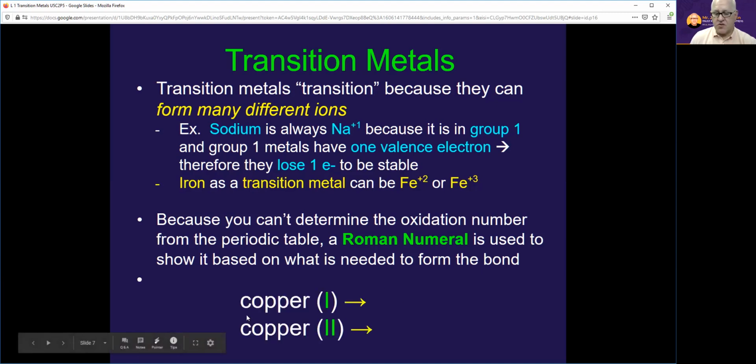It'll be shown such as this: copper, parentheses, Roman numeral 1, or copper, parentheses, Roman numeral 2, meaning copper 1 is giving up 1 electron, or copper 2 is giving up 2 electrons to make that bond. They would be represented like this: Cu+1 or Cu+2. Or it would just be Cu with the plus, making the number 1 just implied.